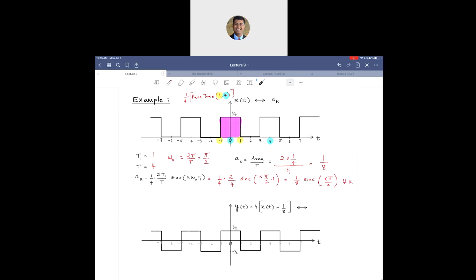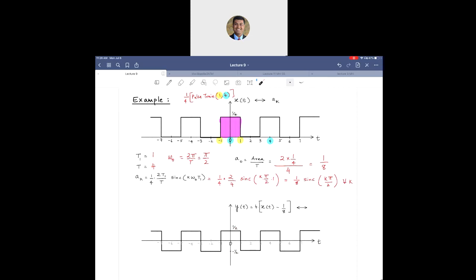Now, y of t is a vertically shifted version of x of t. And it is not a straightforward shift. It is shifted down by 1 over 8, but it is also scaled by 4, because the height over here is half and negative half. So if you just move this down by 1/8, you will get plus 1/8 minus 1/8. So you would have to multiply the signal after you shift it down by 4 so that you can get plus half and minus half.